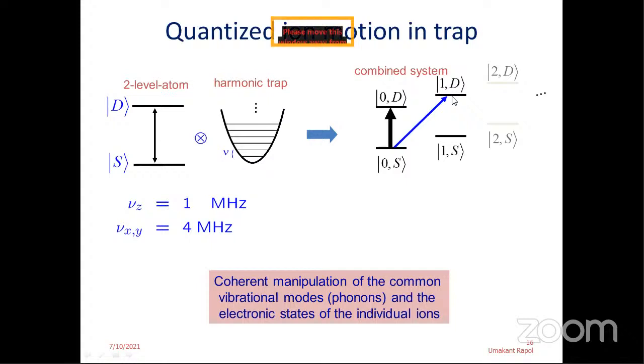So if you excite a red sideband, if you are in 2, you come to S here. If you are in 2 and you excite with a red sideband, you come here, and so on. And the blue sideband will take you from this to this.